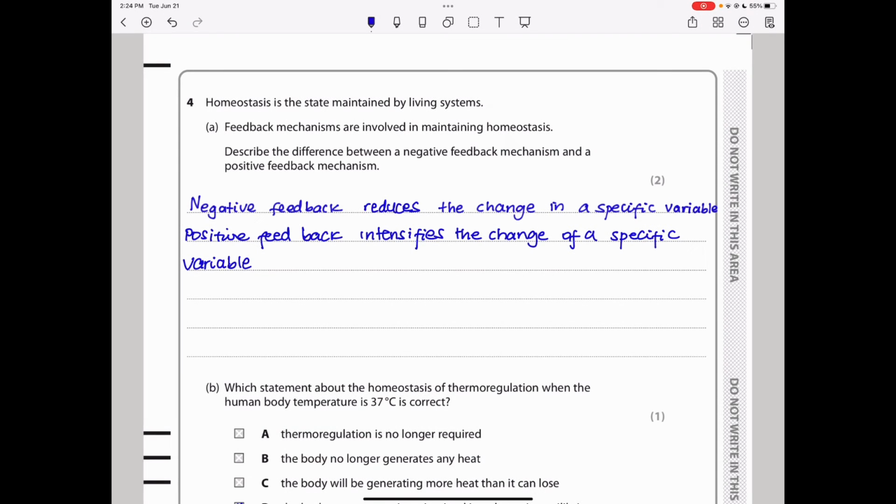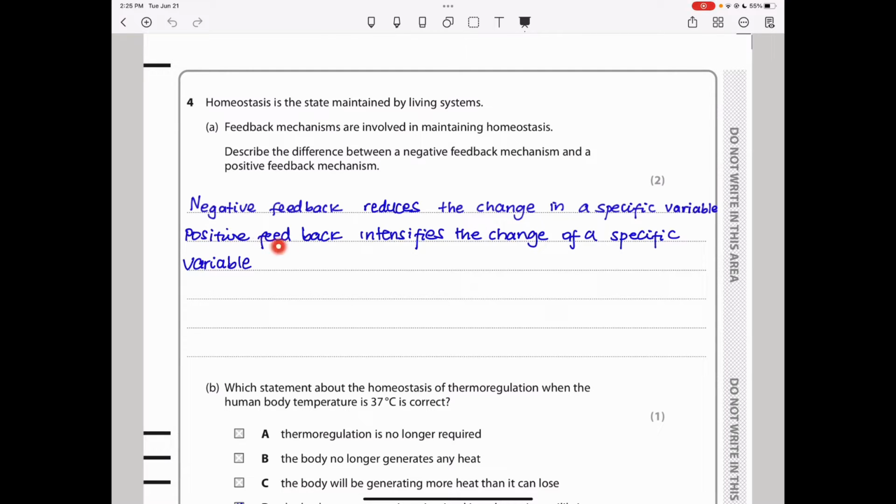Question 4, homeostasis is the state maintained by living systems. They say feedback mechanisms are involved in maintaining homeostasis. Describe the difference between a negative feedback mechanism and a positive feedback mechanism. Negative feedback mechanisms actually work to reduce the change in a specific variable. I'll give an example. If temperature increases, the negative feedback mechanism works to reduce the temperature, and if the temperature decreases, it works to increase the temperature. When I say reduces the change, it means if there is a change, it minimizes that change in a specific variable so that it can return everything to equilibrium.